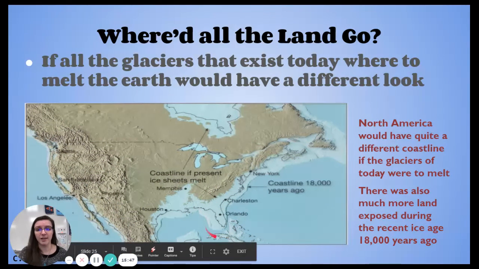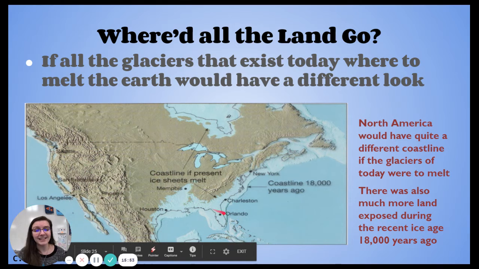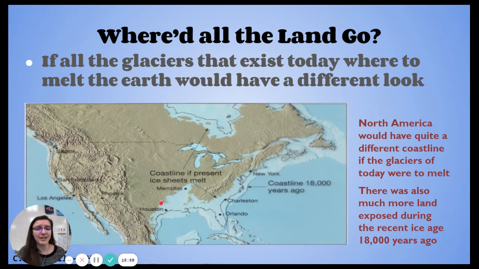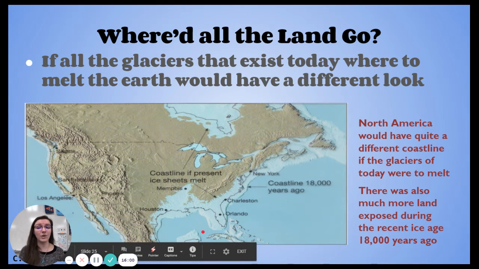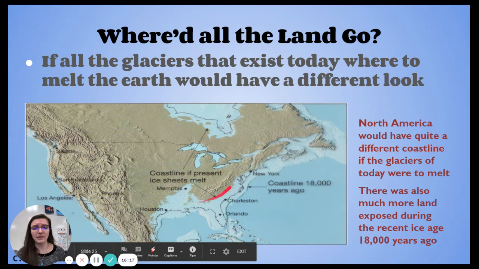So you can see we've got a really wide Florida. Most of the East Coast extends farther out. The black line is the current coastline, and then this gray or green is what the coastline would be if all of today's glaciers were to melt and join the sea. So if all of the ice that is currently making up glaciers in Alaska, and there are glaciers on every continent, if all of these glaciers were to melt, then this would be our new coastline.